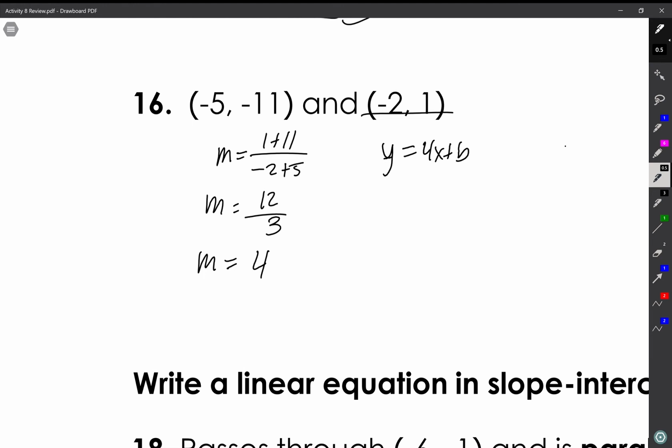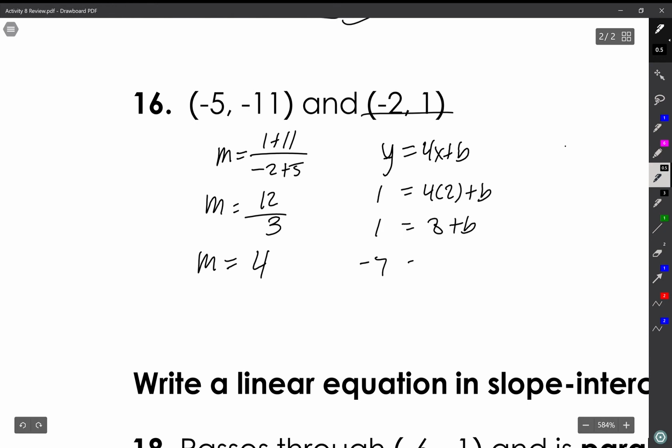So plug them in. 1 is equal to 4 times 2 plus b. So this will be 1 is equal to 8 plus b. So subtract the 8 across, we get -7 is equal to b. So y is equal to 4x minus 7 is our equation.